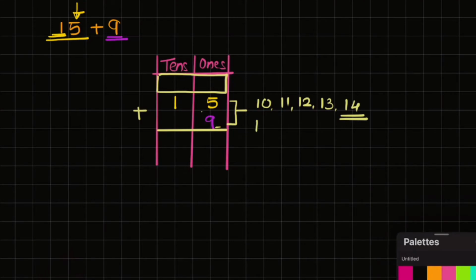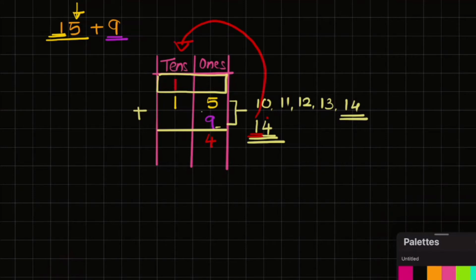Since 14 is a two-digit number, we cannot write 14 entirely in the ones column, because only the number belonging to the ones place goes to the ones column. So in this case only the number 4 can go here. This 4 will go to the ones column and this 1 belongs to the tens place. So we are going to write that 1 in the tens column.